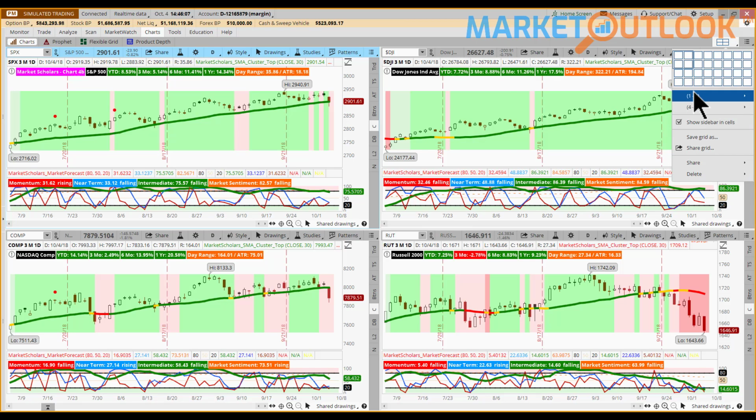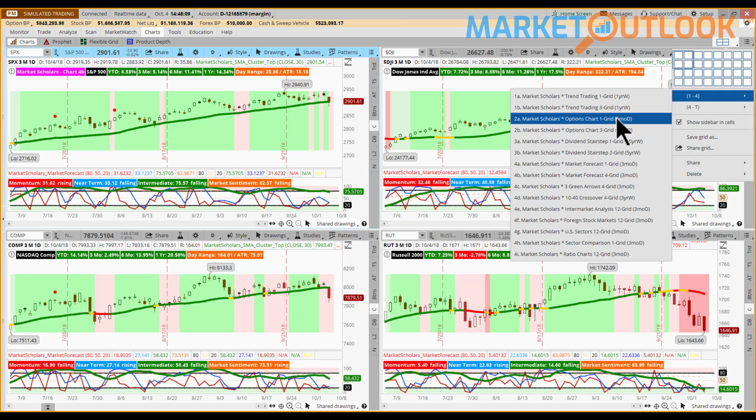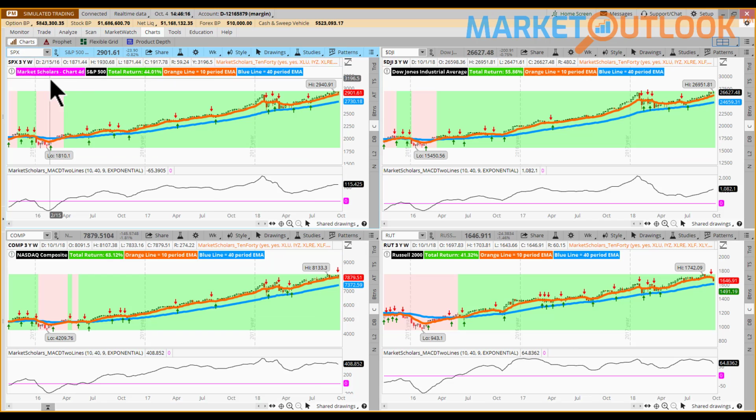Let's go ahead and take a look at some other charts here. Since it is Thursday, let's take a peek here at our longer term chart, our 10/40 crossover method chart. This is 4D for those of you that are following along at home. Now remember, this chart is going to look back a longer period of time. These charts are 3 years in length as opposed to 3 months in length.